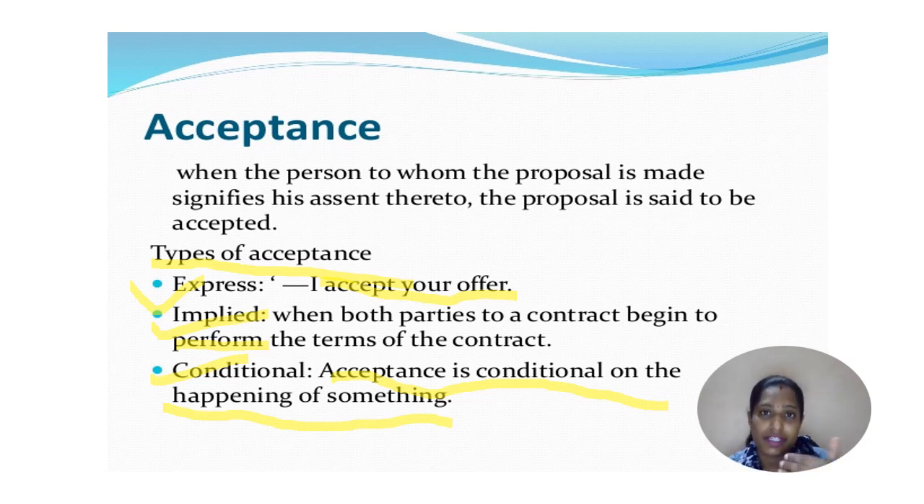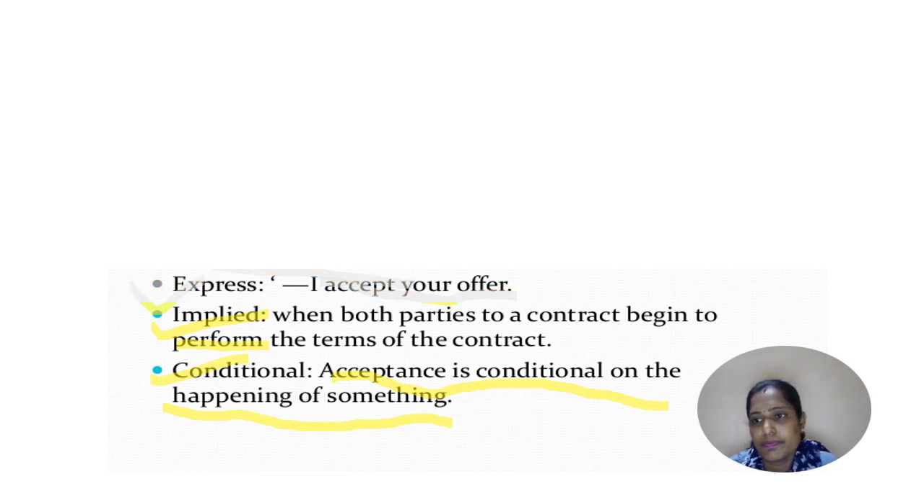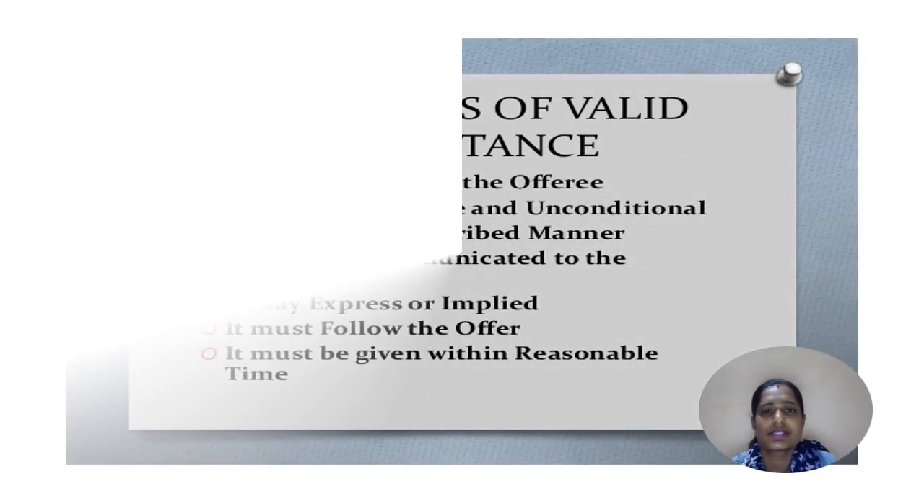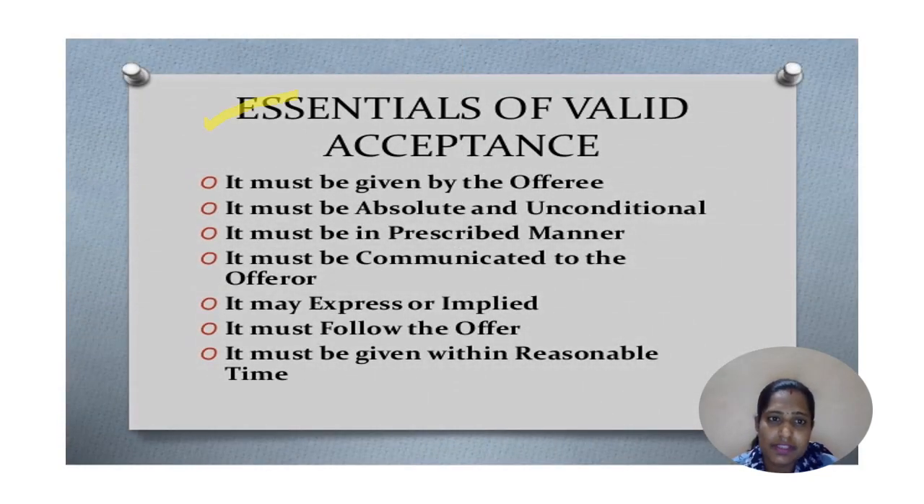That means whatever the condition you have given, even for that I have given my acceptance. So acceptance can be in the form of express, or it can be in the form of implied, or it can be in the form of conditional. Now let us see what are the essentials of a valid acceptance. For a valid acceptance, what all should be there, what all we should concentrate on. So it must be given by the offeree, it must be absolute and unconditional, it must be in the prescribed manner, it must be communicated, it may be express or it can be in the form of implied, and it must follow the offer, it must be given within a reasonable time. These are the essentials or the elements of a valid acceptance.